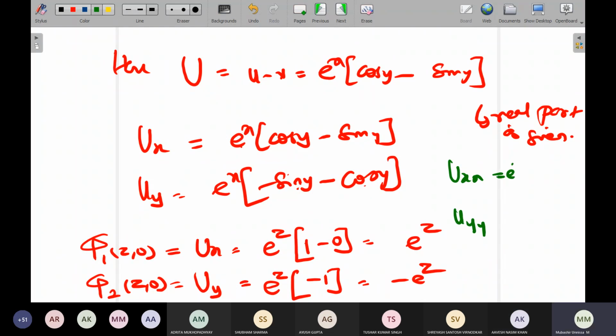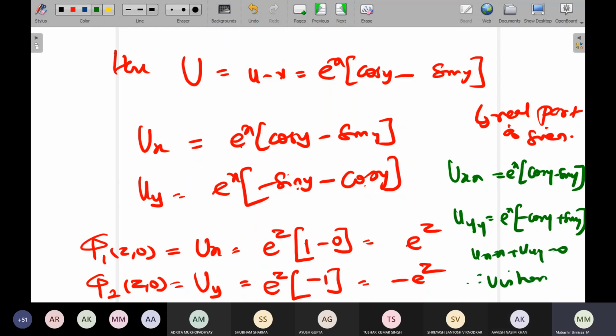Is it clear? Your uxx will become e power x (cos y minus sin y), and your uyy will become e power x (minus cos y plus sin y). Just check whether you're getting 0. Yes. So uxx plus uyy equal to 0. Therefore, u is harmonic.